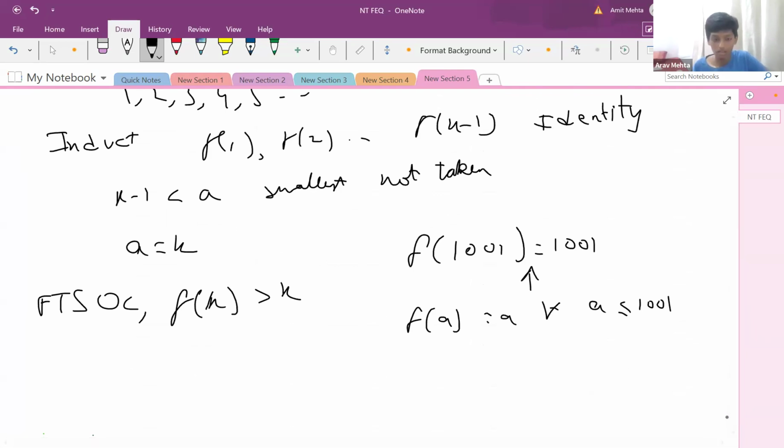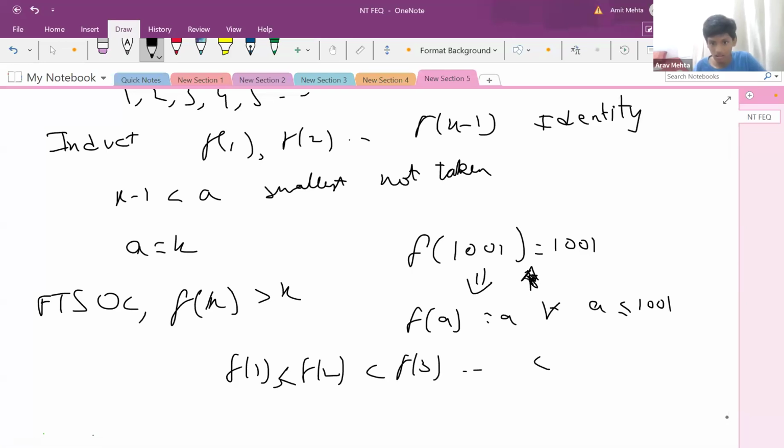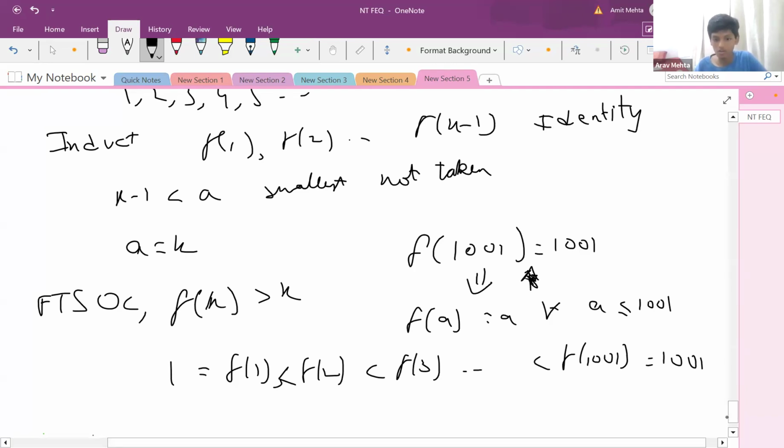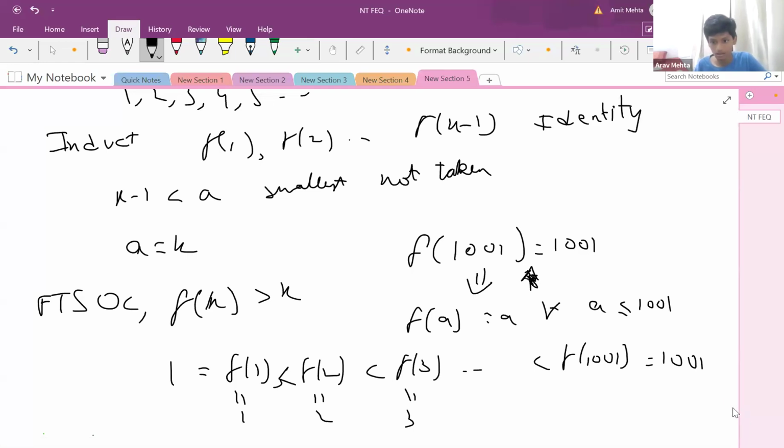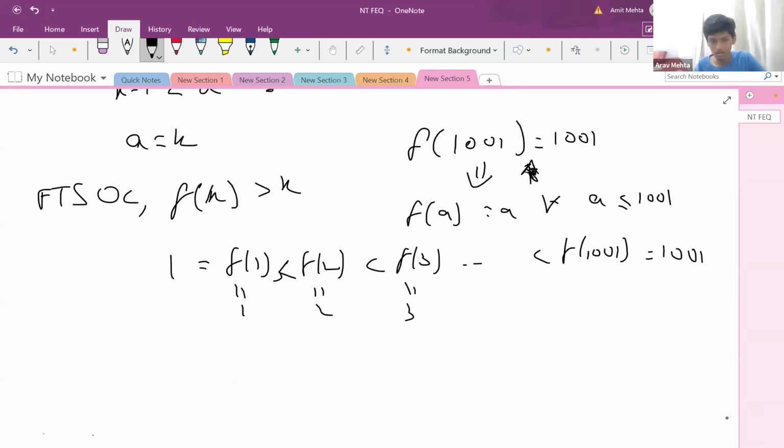First of all, did people get why this will imply this? It's because f of 1 is less than f of 2, which is less than f of 3, up to f of 1001, which is 1001, and f of 1 is at least 1. So there are 1001 distinct values between 1 and 1001. So all of them have to be 1, 2, 3, and so on. Is there any doubt in this?